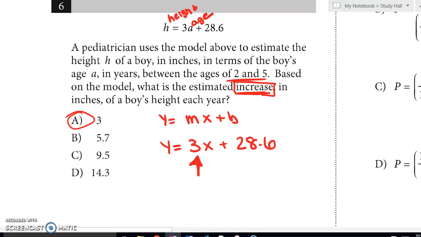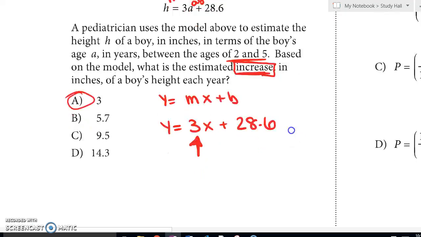So pretty simple. And then you can talk about the fact that 28.6 is the starting height. So maybe the average kid at 2 years old is 28.6 inches, and then they grow at a rate of 3 inches per year until they're 5. And then they probably have a different equation that models a different age, because you might not grow as much from ages 6 to 8 as you grow from ages 2 to 5.